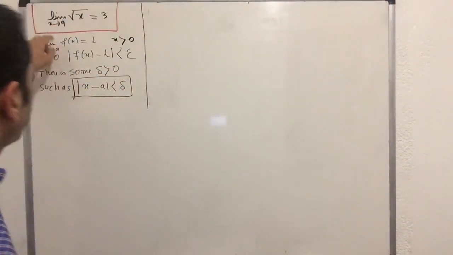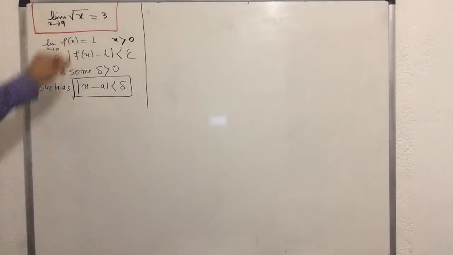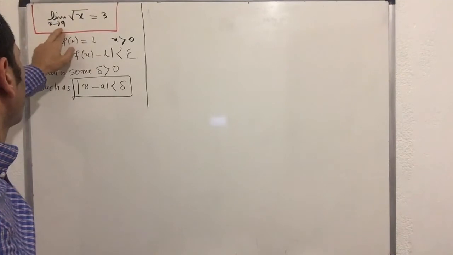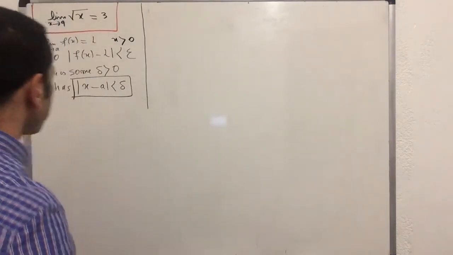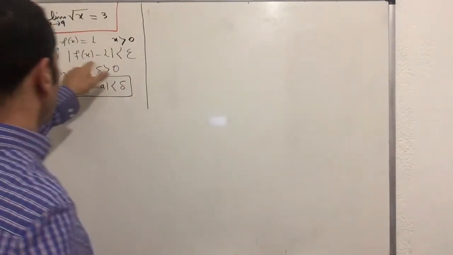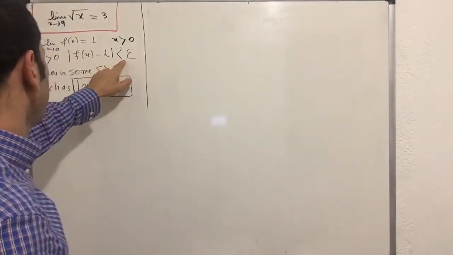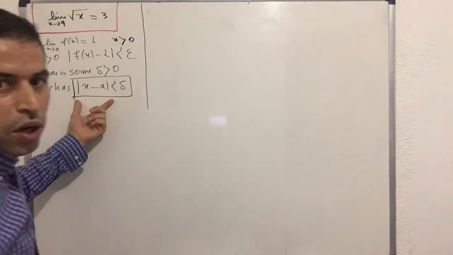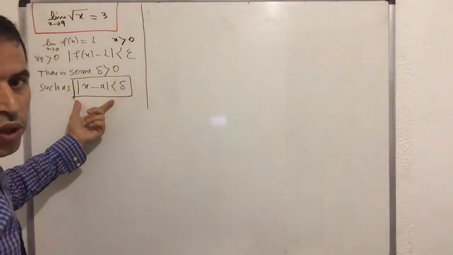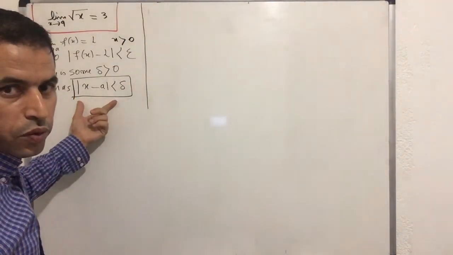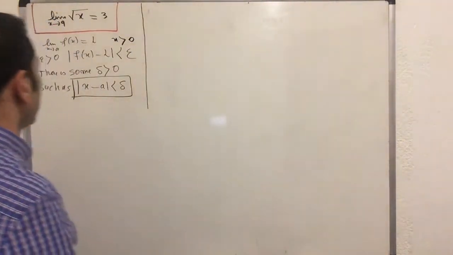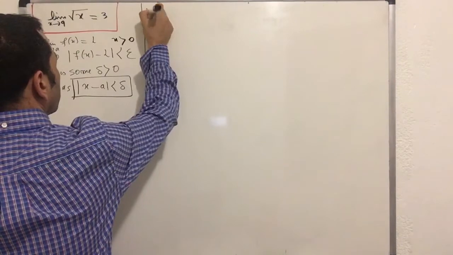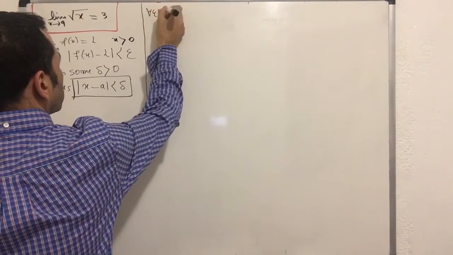We are given this limit: the limit of the square root of x when x approaches 9 equals 3. Let's start with the epsilon, and then we will arrive at this inequality. If we prove this one, that means we have proved the limit definition. So let's start: for all epsilon greater than 0.